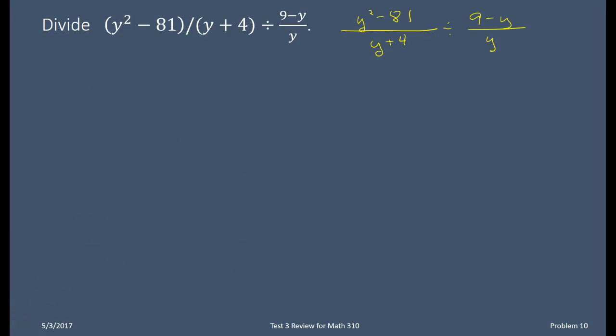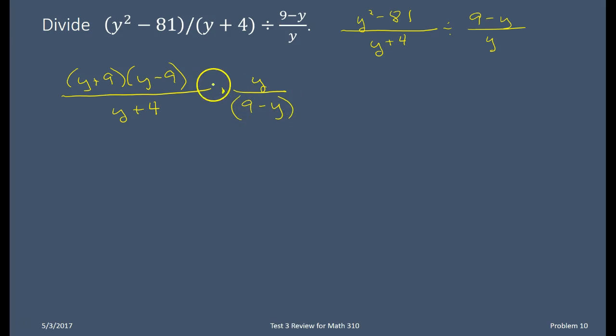Here we have y squared minus 81 over y plus 4 divided by 9 minus y over y. We're going to do the same thing we did earlier. We're going to factor where we can. Y plus 9 times y minus 9 equals y squared minus 81. We still have that y plus 4. And then we're going to flip the second, because we have division, and change division to multiplication.